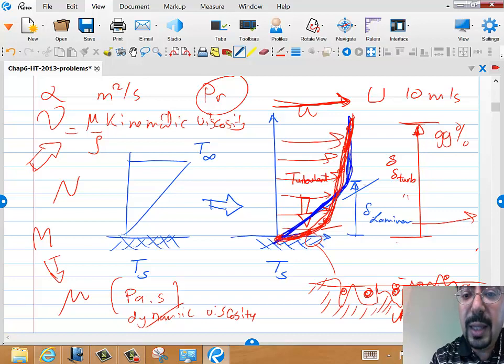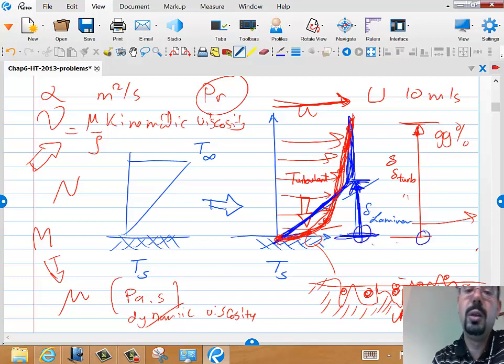Alright? So you can see that blue guy in here. This would be its boundary layer thickness, or basically the distance it takes to reach almost U infinity, or 99% of U infinity. And the red velocity profile takes a much longer distance to actually get there.